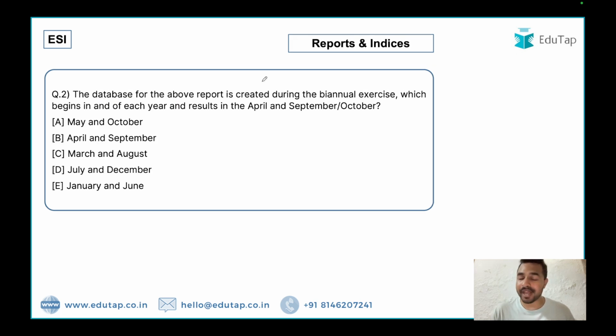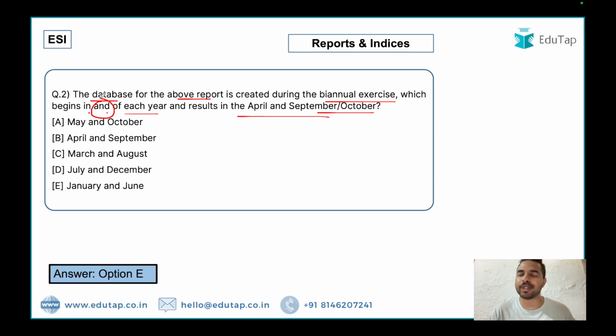This question was also asked in the previous year exam. In the RBI Grade B Officer 2023 exam, the question was, the database for the above report is created during the biannual exercise. I told you this report is released twice a year, which begins in dash and dash of each year and results in the April and September अक्टूबर. ठीक है, बेसिकली अप्रैल एंड सितंबर और अक्टूबर मंथ के अंदर इस रिपोर्ट को रिलीज किया जाता है, और आपको बताना है कि ये जो एक्सरसाइज है ये कौन से मंथ में स्टार्ट की जाती है. ठीक है, so what exactly that month is, that is basically the month of January and June when these biannual exercises are started.